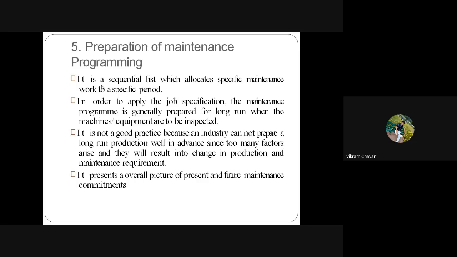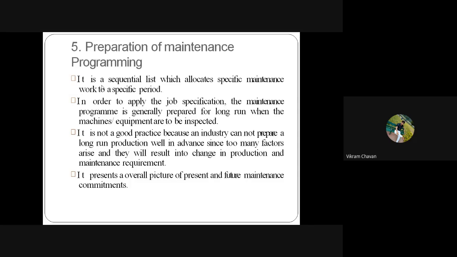What happens? Due to some problems, some market conditions, the production may need to change some of the settings of the machines. In that case, another set of maintenance activities is required to be performed on that particular machine. So it is not a good sign to prepare a long run maintenance program. Most of the companies try to keep the maintenance program within 1 month. A time period of less than 1 month is suitable for the industries.